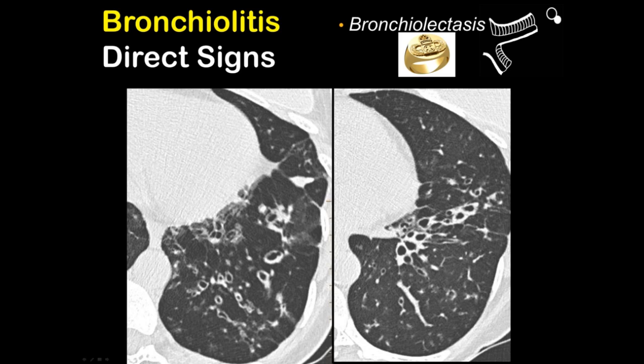Another example of bronchial and bronchiolar wall thickening with some small centrilobular nodules, and also notice the sparing of the subpleural space, and notice that the findings are usually centered in the middle of the secondary pulmonary lobule.